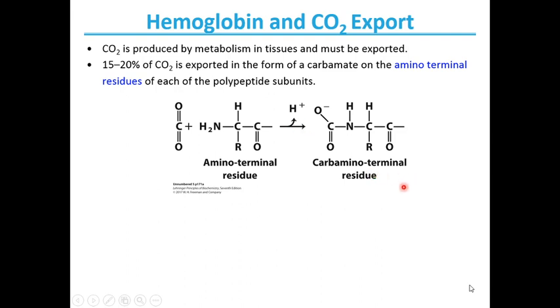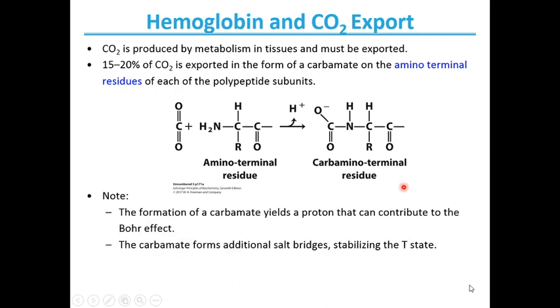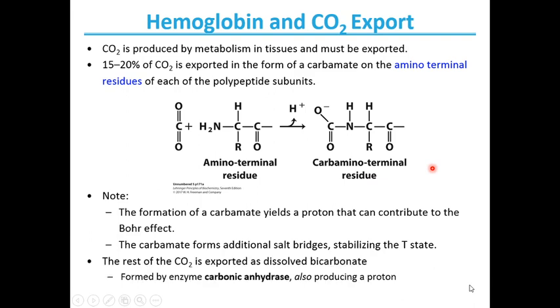The bound carbamates also form additional salt bridges, and this stabilizes the T state. Now remember, one of the interactions was the histidine that gets protonated and interacts with an aspartate, forming a salt bridge. In addition to that interaction, this carbamate that is formed at the N terminus could also form salt bridges to stabilize the T state.